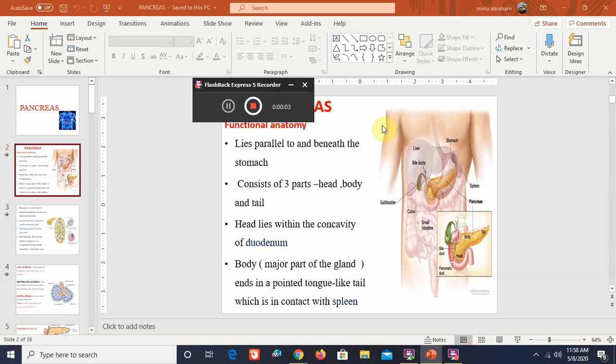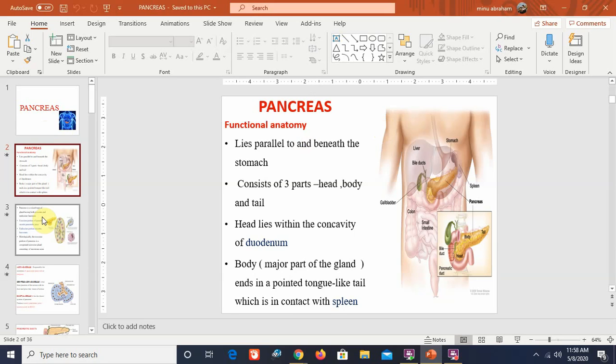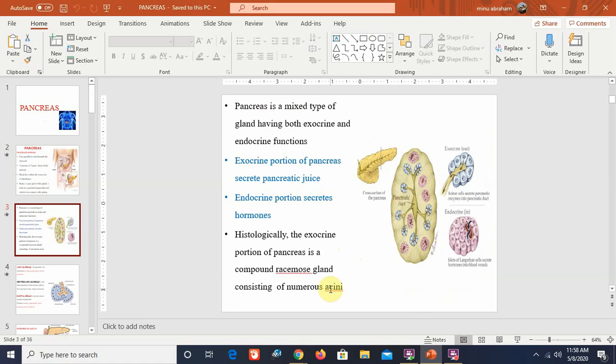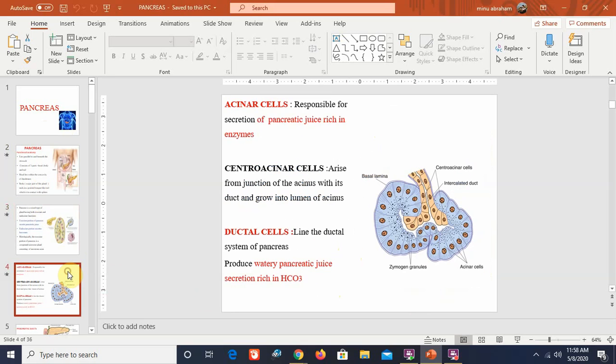Pancreas, it lies parallel and beneath the stomach. It has three parts: a head, body, and tail, and it is both an endocrine as well as an exocrine gland. Now it consists of three types of cells: the acinar cells, the centroacinar cells, and the ductal cells.